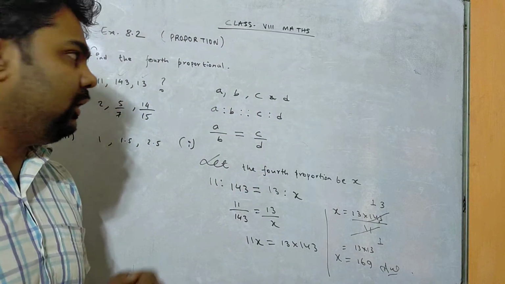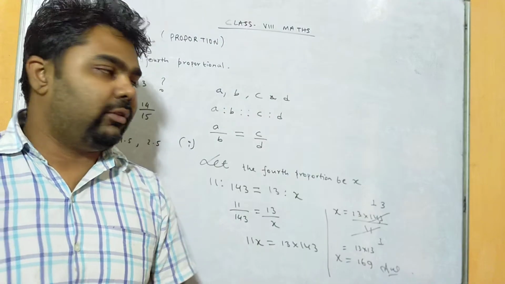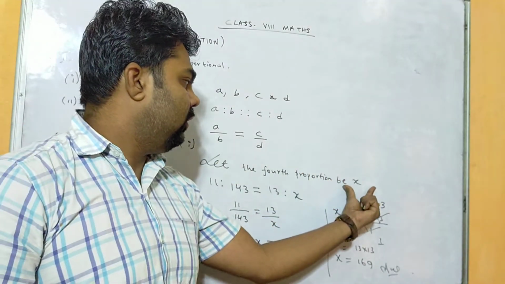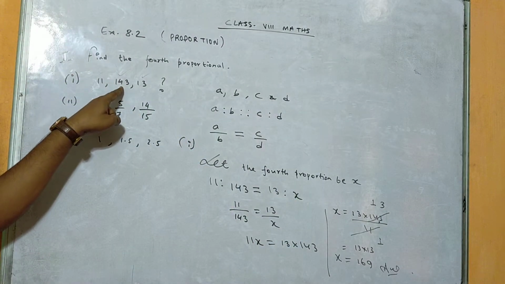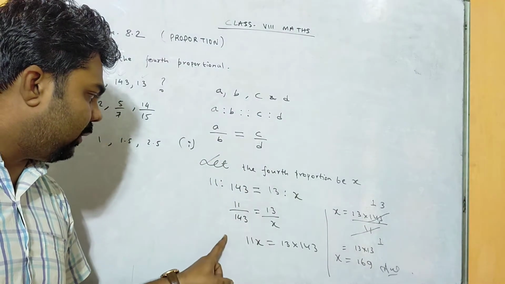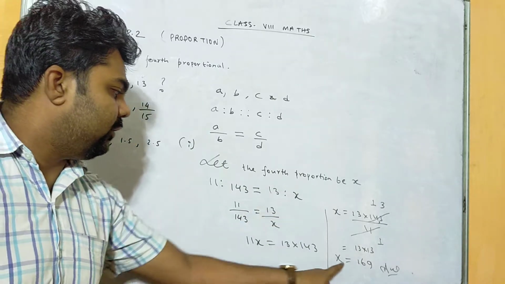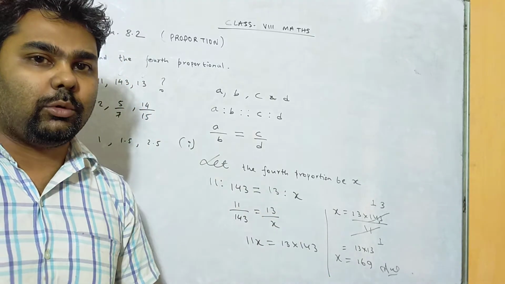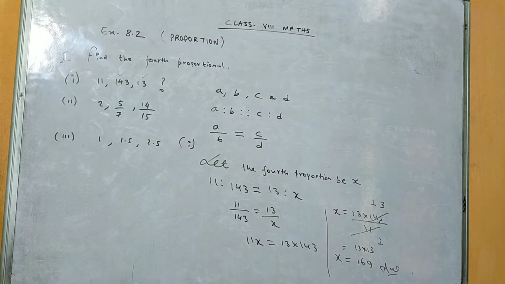So what we have done: three numbers were given in the question. We have to find the fourth proportion. We will consider, let the fourth proportion be x. So in place of the fourth number we will put x. That means 11 is to 143 as 13 is to x. So 11 is to 143 means 11 by 143 and 13 is to x means 13 by x. Now we will cross multiply and we will get the value of x. That is our fourth proportion, right? Similarly, we will solve these other two questions.